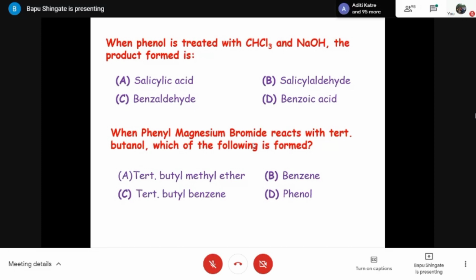Tertiary butyl benzene forms when phenyl minus is treated with the respective alkyl halide. In tertiary butyl methyl ether, there is no phenyl over here. That's why option A is totally wrong, B is also wrong, D is also wrong. That's why B is the correct one.